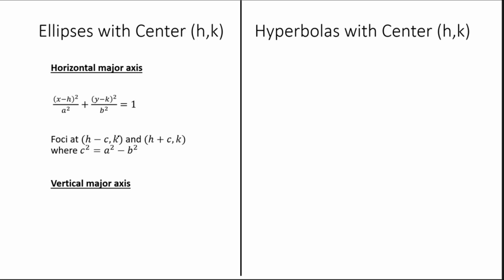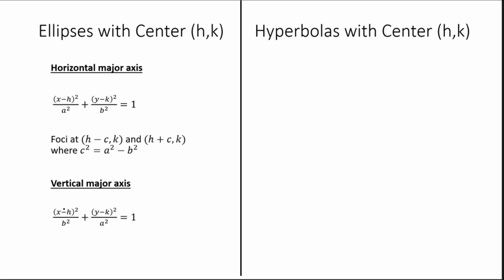Then if the major axis is vertical, meaning it's longer up and down, it's going to look like this. It looks like this because the a squared term is the larger number that is underneath the y term right here. That's how we know it's going to be vertical. And the shift is still the same. Whatever is here with the x value will give us the x value for the center. And whatever is here with the y will be the k number for the center. So same thing as with the horizontal major axis.